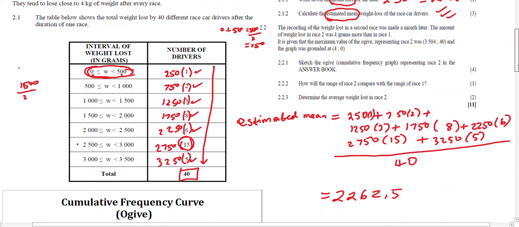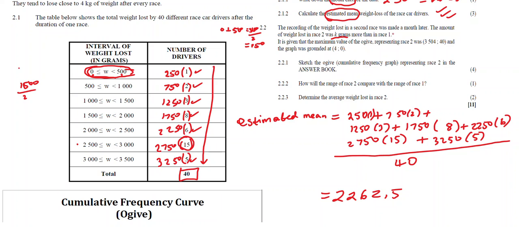And now let's go to the next question. Question 2.2. The recording of the weight lost in a second race was made a month later. Which means that these recordings were made when the weight was already lost by the athletes. The amount of weight lost in race 2 was 4 kilograms more than in race 1. It is given that the maximum value of the ogive was that, and the minimum was that, because 0 was the minimum.